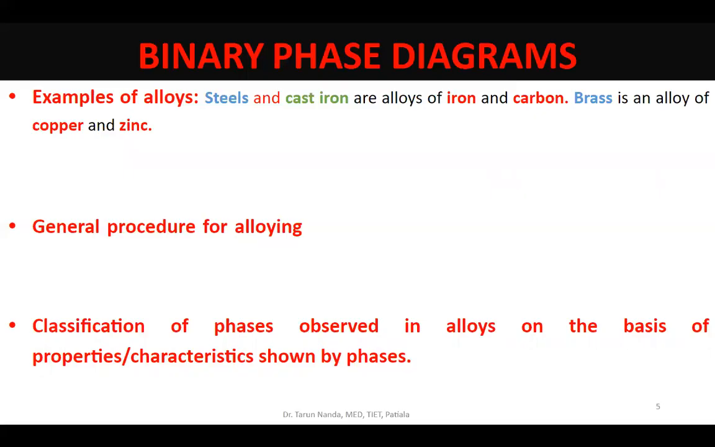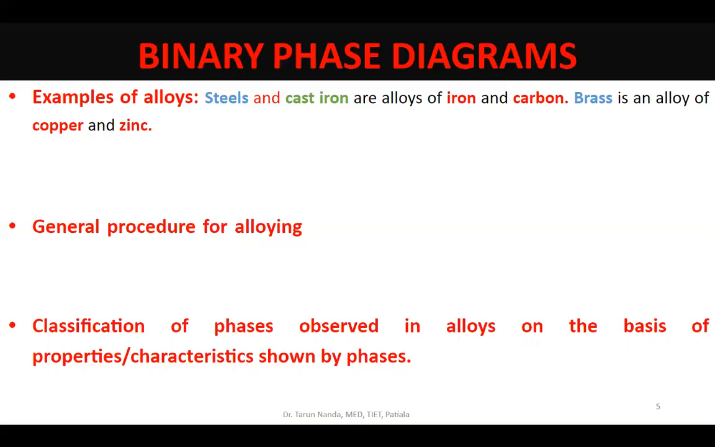Steels and cast irons are some of the most commonly used examples of alloys. Steels and cast irons have principally iron in them, but the main alloying element is carbon. Similarly, brass is an alloy of copper and zinc. Bronze is an alloy of copper with tin and other elements apart from zinc. So all these are examples of alloys.